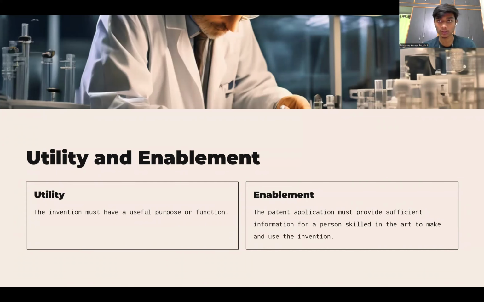In utility, if you are applying for a patent, the invention should be useful for a purpose or a function. In enablement, the patent application must provide sufficient information to the person skilled in the art to make and use the invention. Like the patent should help a person in the field know how to make and use the invention.